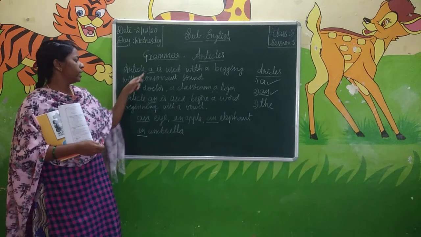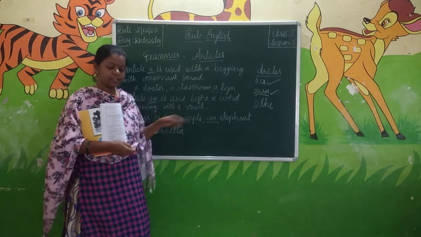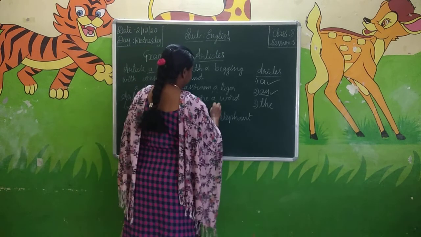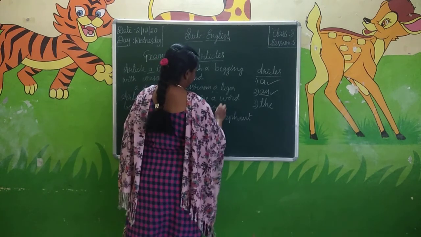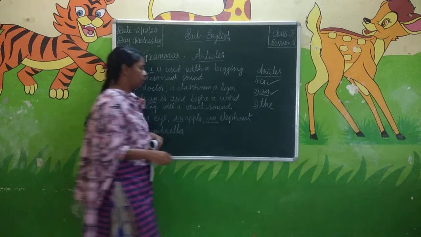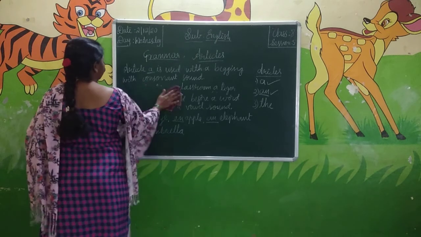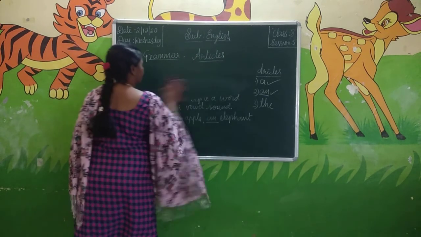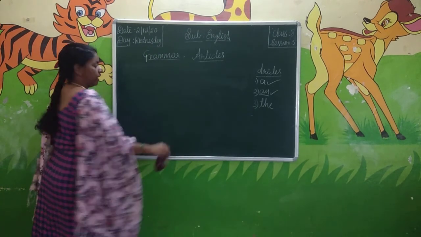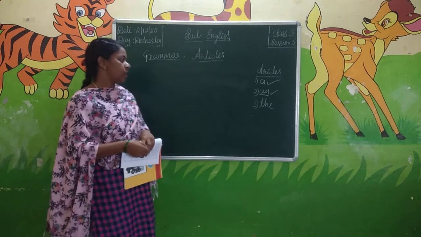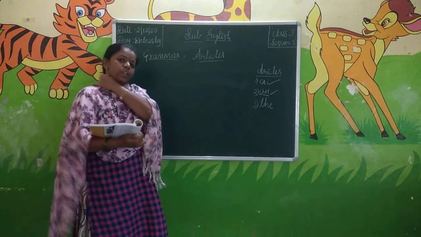Here a is used with the consonant sound. An is used with the vowel sound. A is used before a consonant sound and an is used before vowel sounding words.